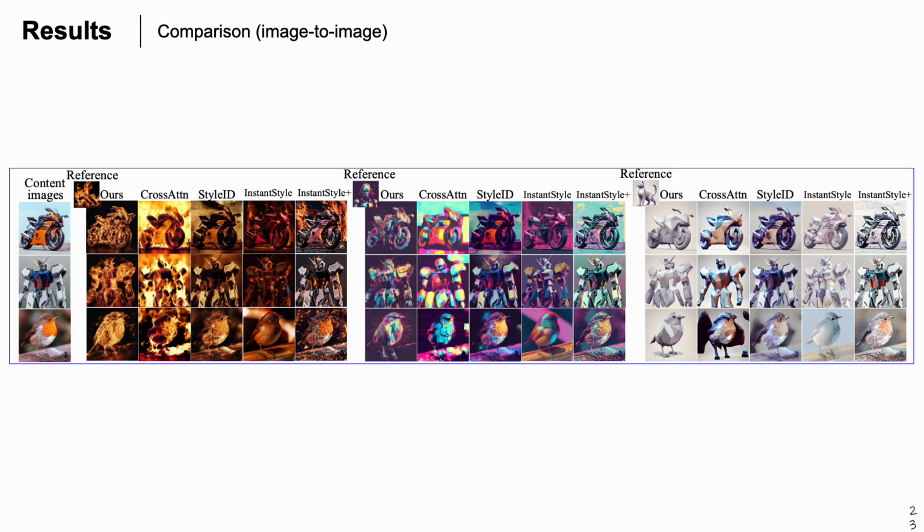StyleKeeper also works for image-to-image style transfer by combining ControlNet. This figure compares our method with existing image-to-image approaches, where both a content image and a reference style image are provided. Ours produces the most reliable and high-quality results across diverse styles and inputs.